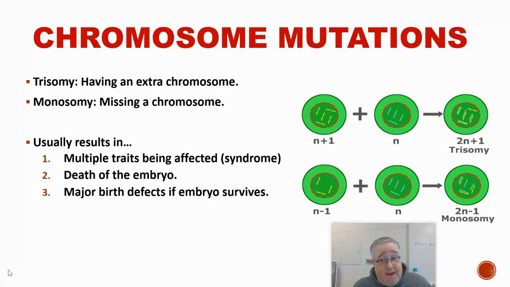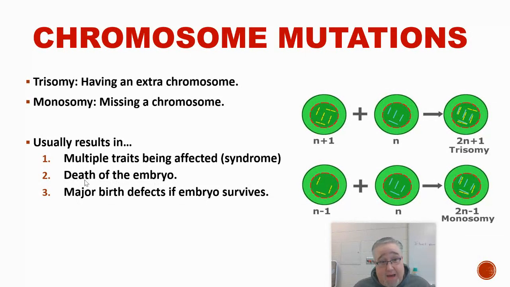So if you have an extra one, you might think that would be good. It's not good, because you've got multiple traits that are being affected. We typically call that a syndrome. If someone has a syndrome, there's not just one thing wrong. There's usually multiple things that are wrong, and that's all because multiple genes are affected on that particular chromosome.